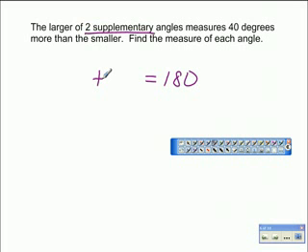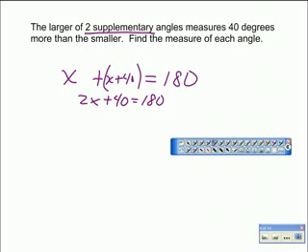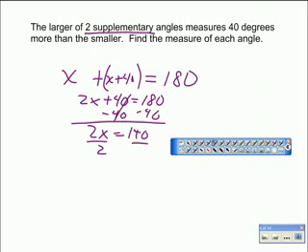Well, we don't know anything about the smaller angle, so we'll call it x. What do we know about the larger angle? It's 40 degrees more, right? So it's whatever x is, plus 40 more. I can now solve this. I can add my like terms. x plus x is 2x, plus 40 equals 180. Subtract 40. 2x equals 140. Divide by 2.